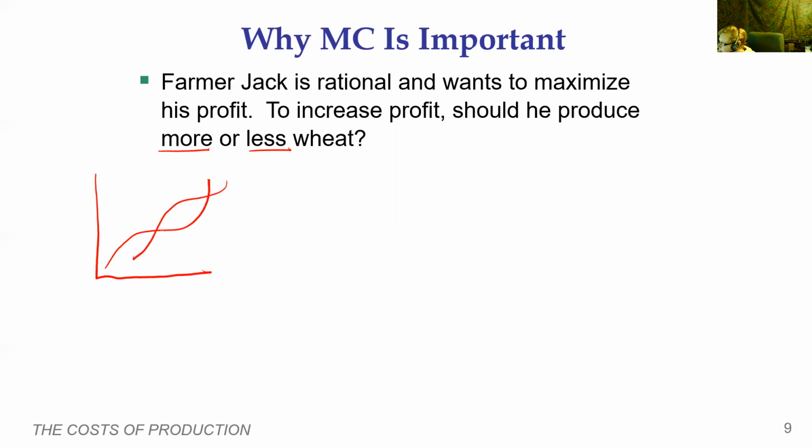Okay, this is going to be our total revenue curve. And remember, total revenue is just price times quantity. And we're going to present those in upcoming chapters in terms of, they look a little bit different. Here is our total cost curve. And remember, total cost is just fixed cost plus variable cost.